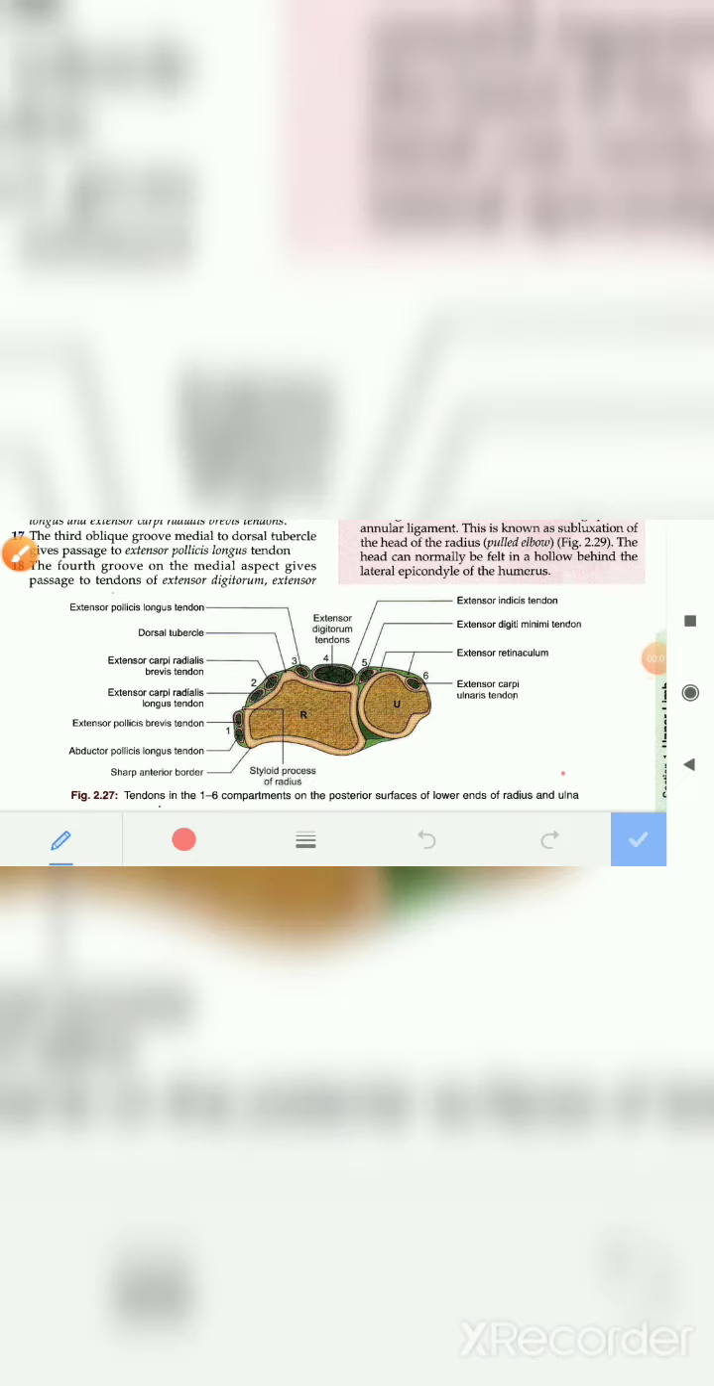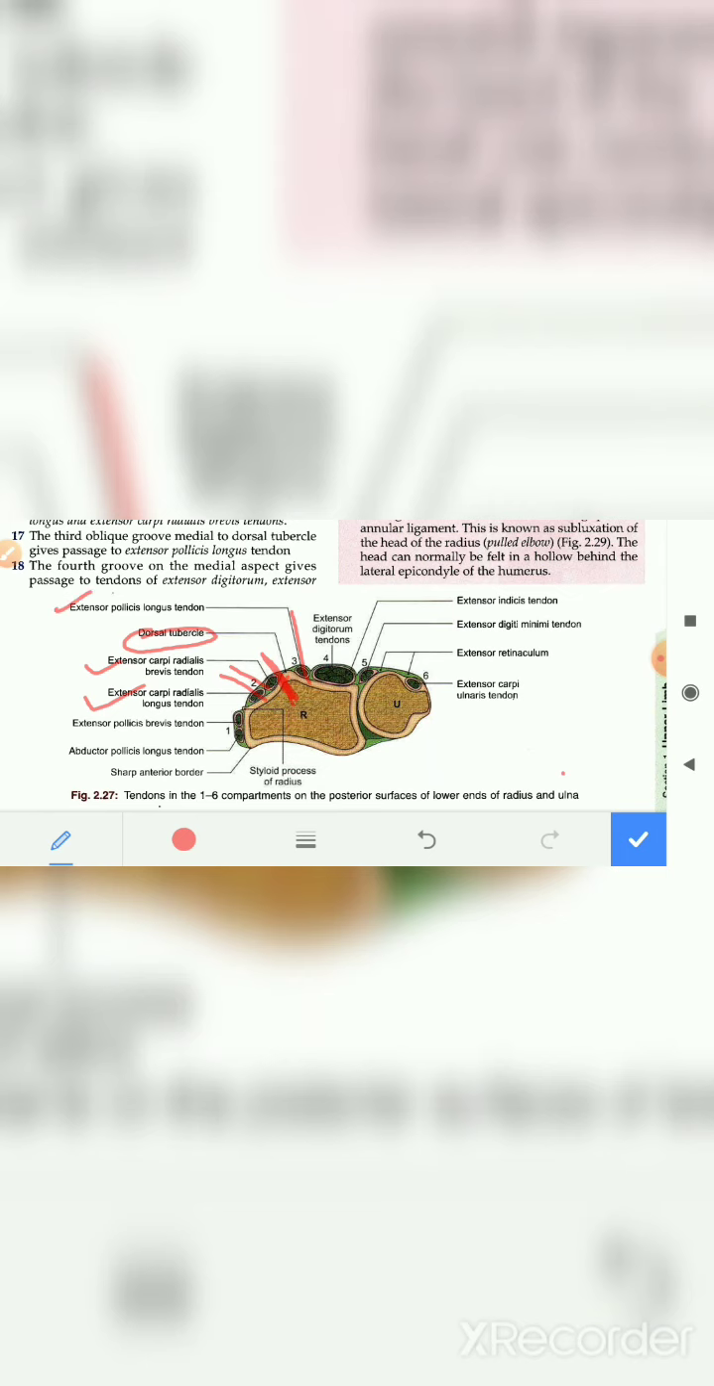Here is the picture of the relation of the posterior surface of the lower end. We know that the posterior surface has a tubercle. This is called Lister tubercle or dorsal tubercle. Just lateral to the tubercle there is attachment of the extensor carpi radialis brevis and extensor carpi radialis longus, these two muscles. And medial to the dorsal tubercle or Lister tubercle there is attachment of the extensor pollicis longus tendon.